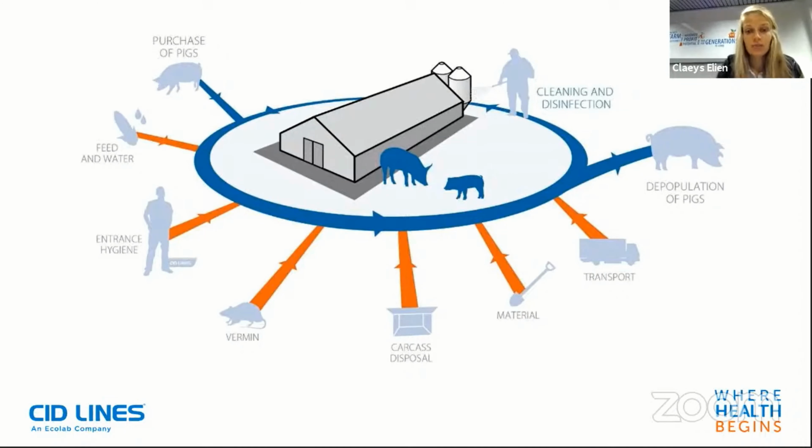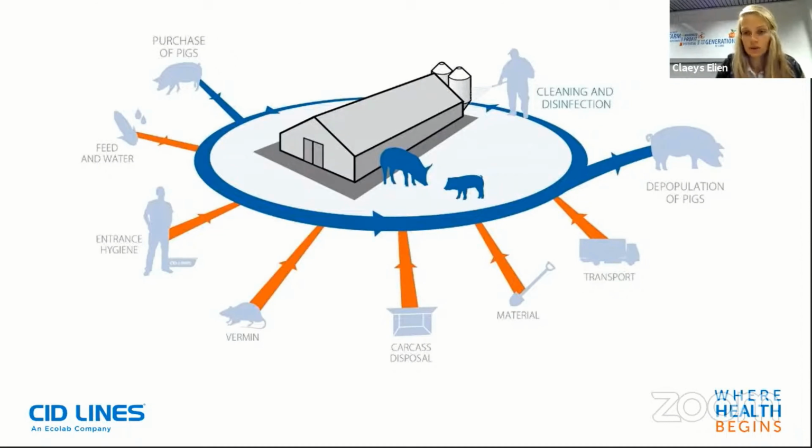Vermin is also an important part. They can carry the virus as well. They walk a lot. They can cover a long distance on your farm, so they can spread it on your farm as well. So take care of this as well. Carcass disposal is also really important. Dead animals are dead for a reason. If they are infected, they can spread this disease as well. So we really need to make sure that this is done in a proper way.